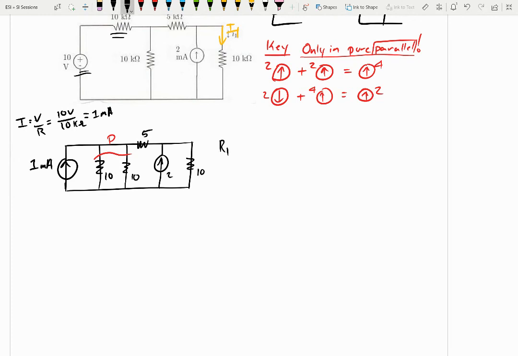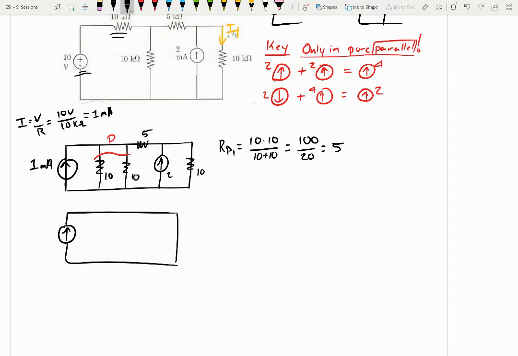So I can say R parallel 1 will be 10 times 10 over 10 plus 10. And that will give me 100 over 20. Give me 5. Okay. And I'll redraw the circuit. 10. There's 2. 5 at the top. Then 5 right here. I still have 1 milliamp right here.